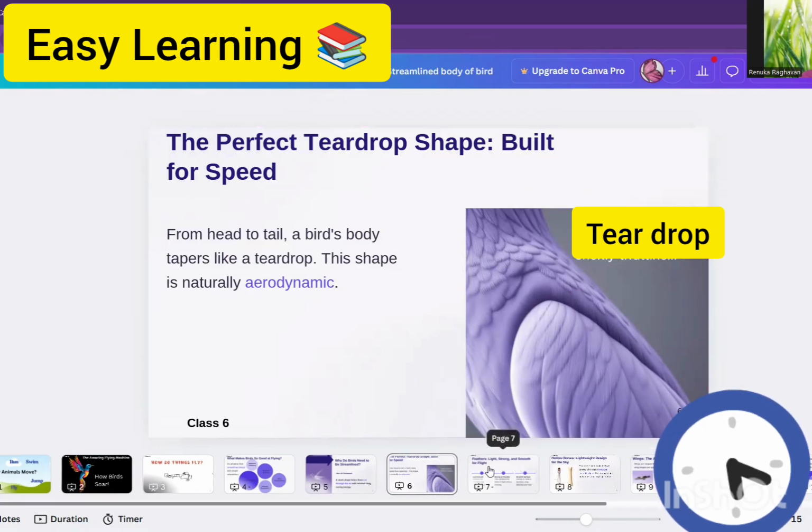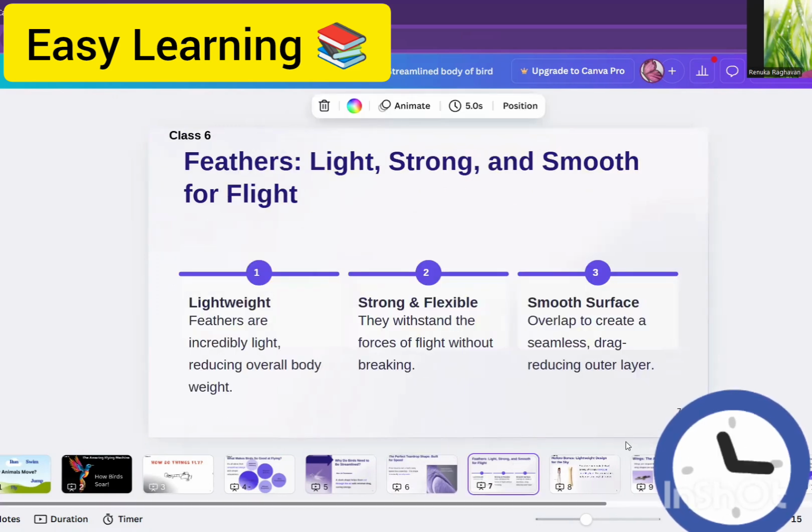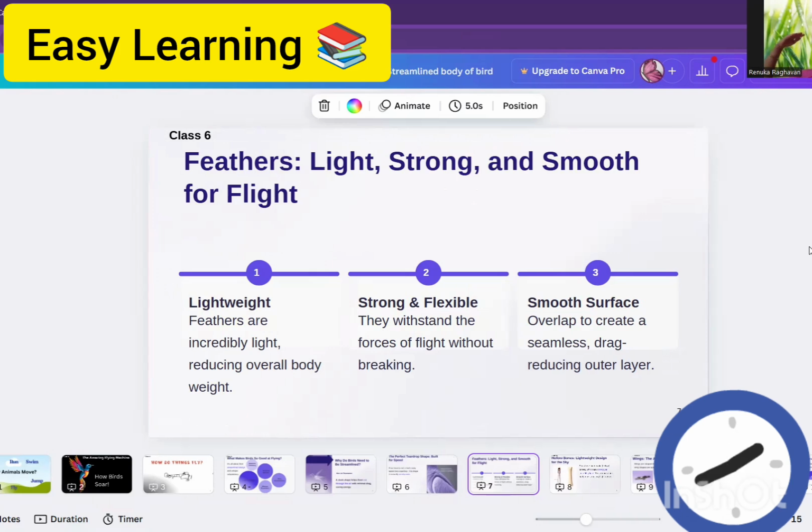That's the teardrop shape. And the next is the feathers. What are the key factors necessary for the feathers of birds? They should be light, strong, and also smooth. Light means the bones will be hollow bones. They should weigh less, and the body mass also should be light. Then only can birds lift their body and fly in the air.